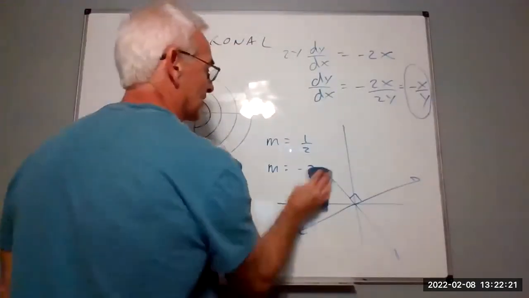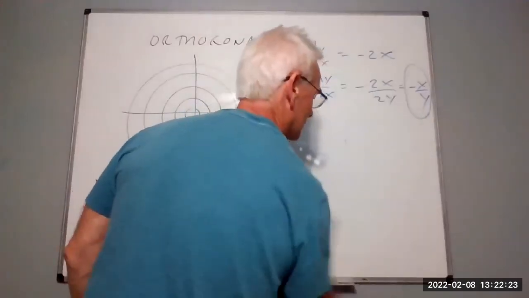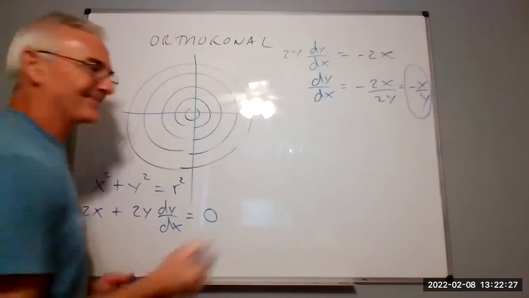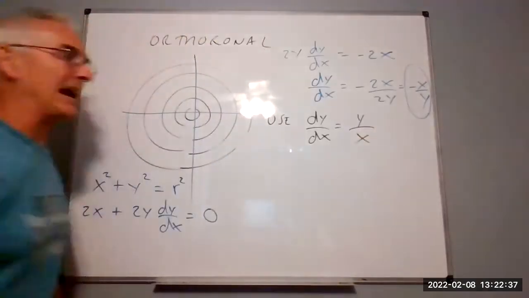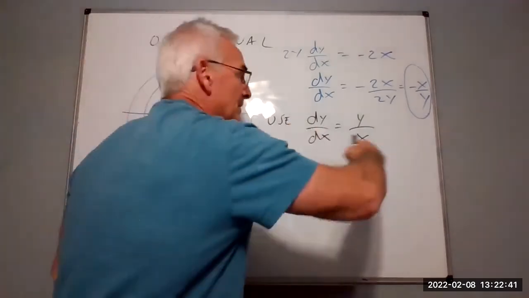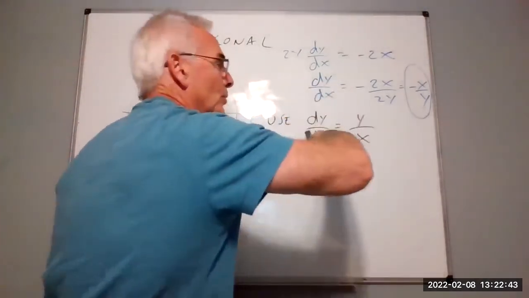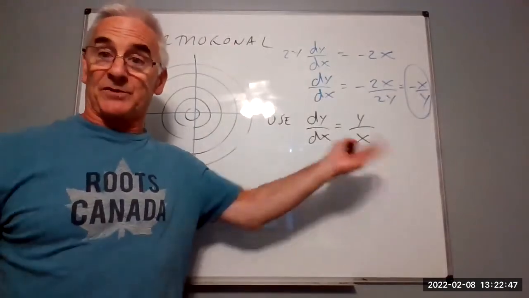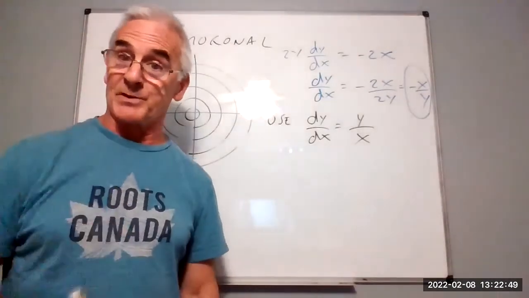I would like the set of curves that are orthogonal to this. So what slope should I use? Anybody want to try that one? What slope should I use? Say again? Y over x. Positive y over x, exactly. That's the slope I should use. The set of curves where this is true will be orthogonal to this set of curves. Absolutely guaranteed, because we just figured out how to make our tangent lines perpendicular.